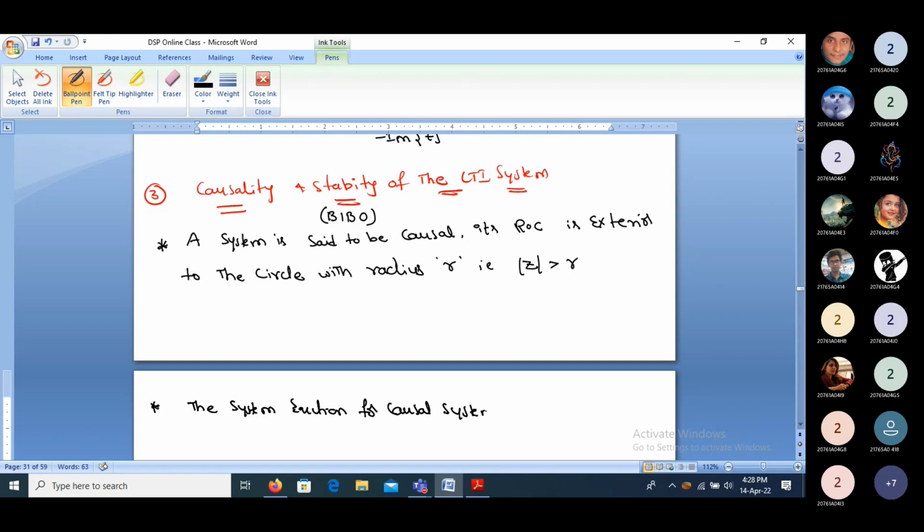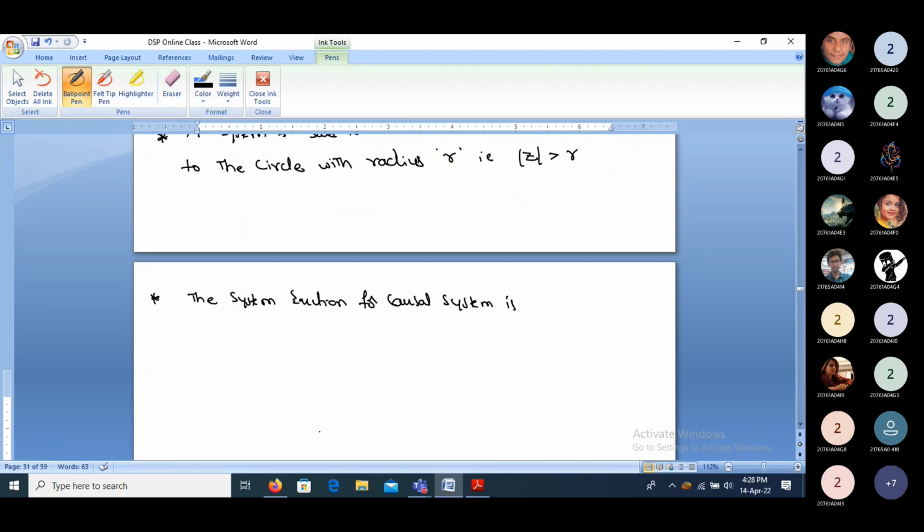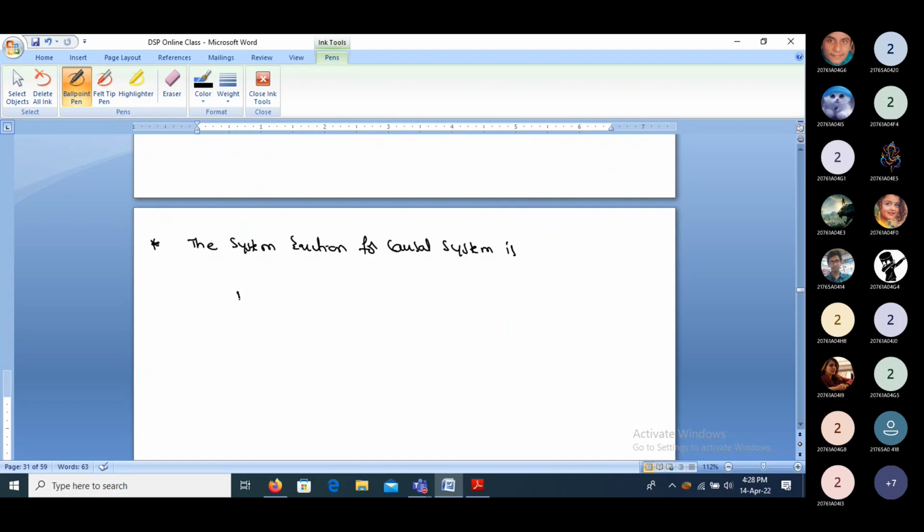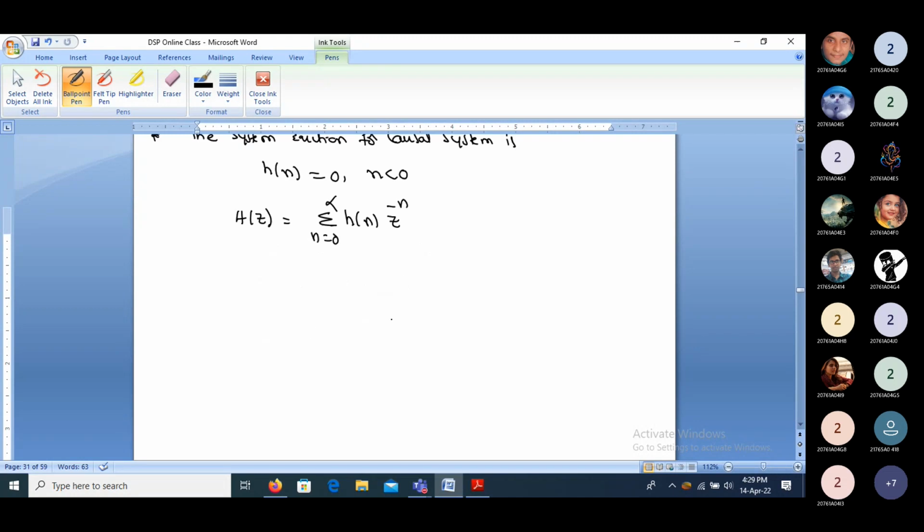What is the impulse response of the causal system? The impulse response of the causal system is h of n equal to 0 for n less than 0. So from this, the system transfer function H of z is equal to summation n equals 0 to infinity h of n into z power minus n. This is the system equation for the causal sequence or causal system transfer function. Apply the modulo operation on both sides.